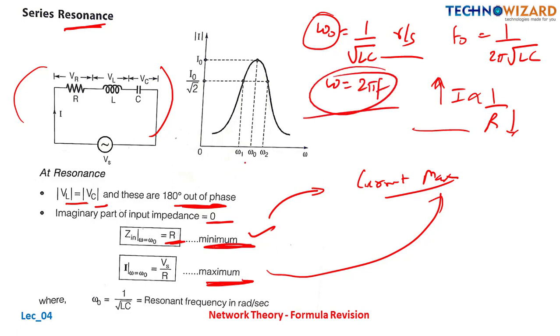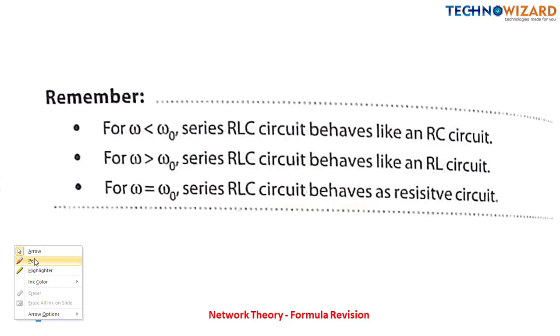Remember. Okay, this is omega naught, and this is omega 1 and omega 2, that is the half power frequency. At omega 1 and omega 2, the current value will be I naught by root 2, that is 0.707 times I naught. Okay. So please remember these points for a series resonance circuit.